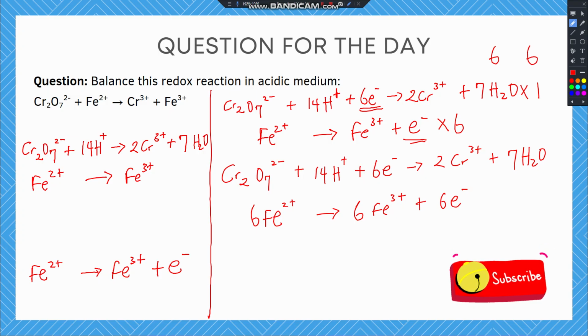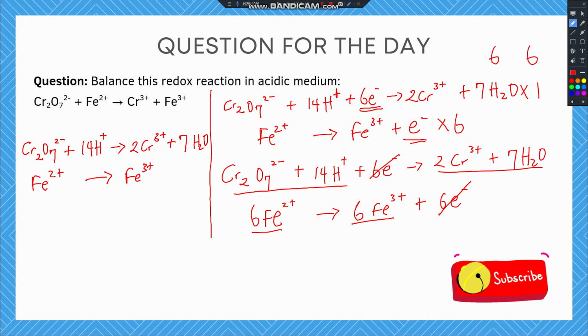The final step says cancel out the electrons and then add everything together. To add everything together, everything on the left side goes with everything on the left side, and everything on the right side goes with everything on the right side. So adding everything together, let's see what we get. We start with the left side. We have Cr₂O₇²⁻ plus 14H⁺ plus 6Fe²⁺. We have just taken care of everything on the left side, but for both half reactions.